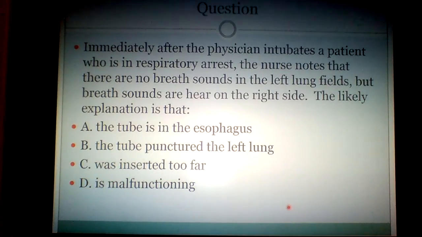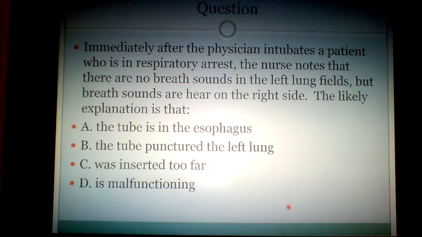Immediately after the physician intubates a patient who is in respiratory arrest, the nurse notes that there are no breath sounds in the left lung fields, but breath sounds are heard on the right side. The likely explanation is that A, the tube is in the esophagus. B, the tube punctured the left lung. C, was inserted too far. Or D, is malfunctioning. Now this one right here is going to require you to do a little bit of thinking, because all of that stuff could be true.